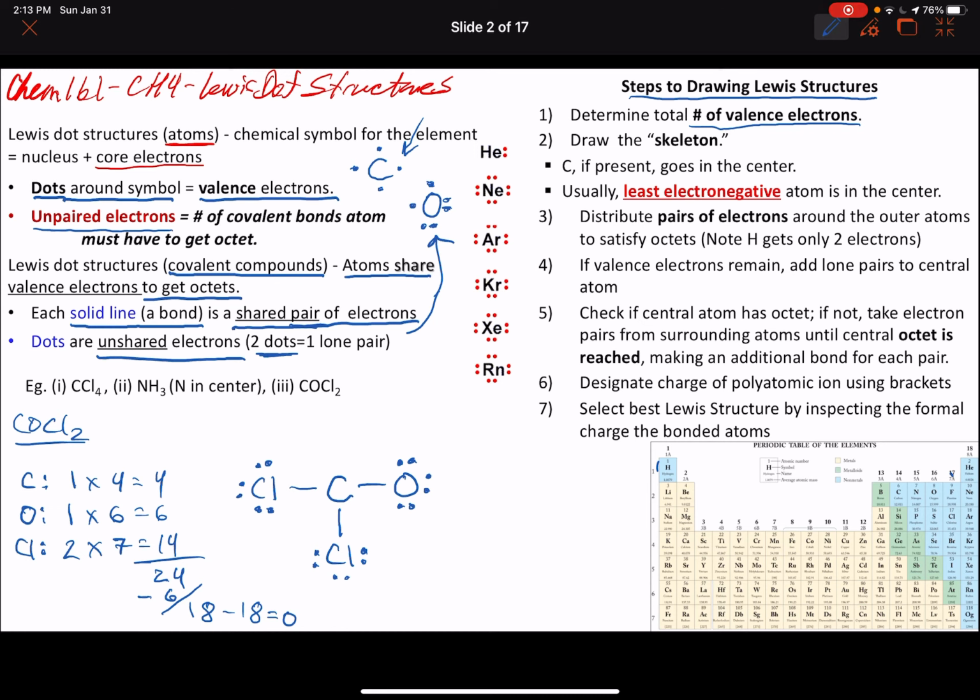Okay, and then we're on step 5. Check if the central atom has an octet. Carbon at this point has 2, 4, 6, only 6 electrons around it from those single bonds, from those shared pairs of electrons to each of the tethered atoms. We only have 6. We do not have an octet at this central carbon. So we have to borrow a pair of electrons. So you'll see that the correct choice here is to borrow a pair of electrons from oxygen.